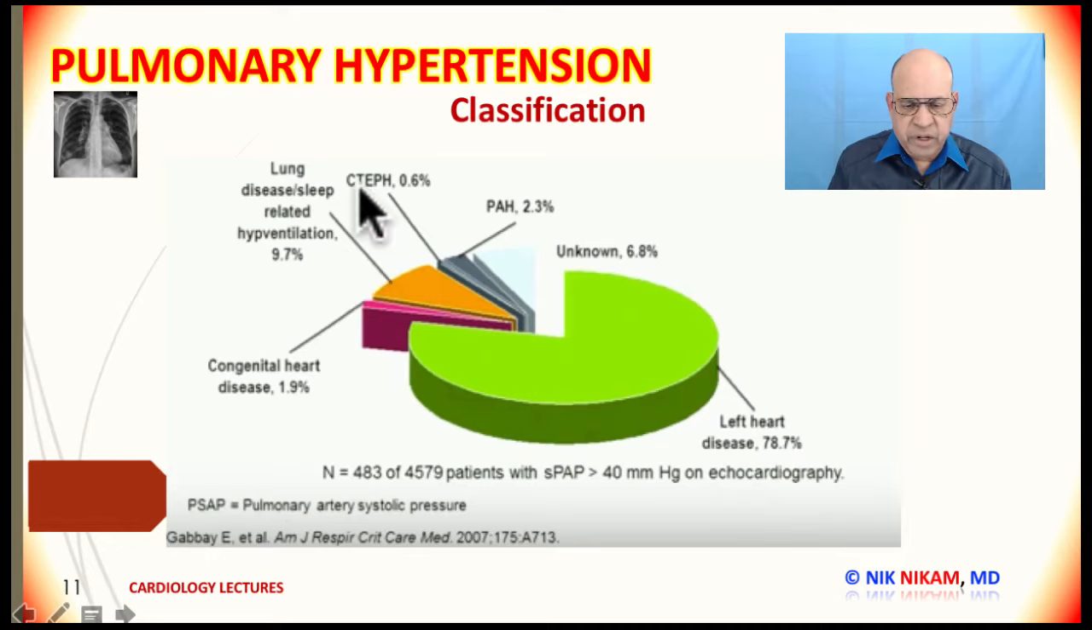As you can see, thromboembolic disease accounts for 0.6%, whereas primary arterial hypertension accounts for approximately 2.3% of the patients we encounter in clinical practice with pulmonary hypertension, and about 9.7 or 10% of them are related to chronic lung disease, and another 2% related to congenital heart diseases.